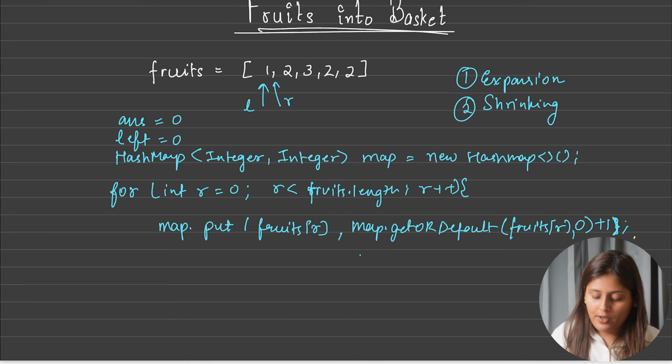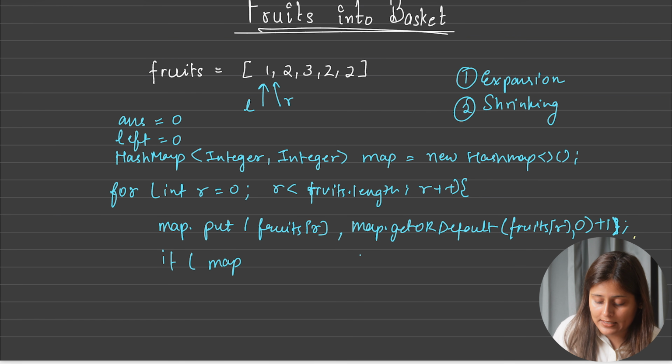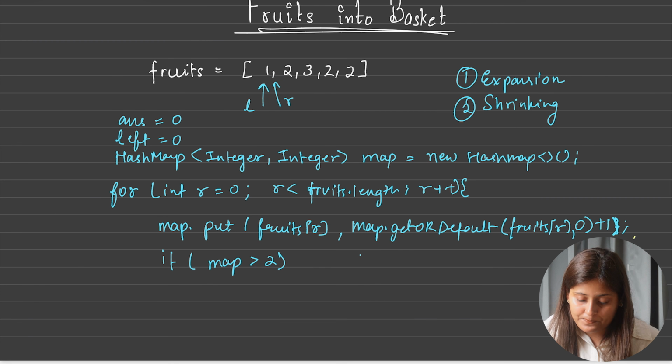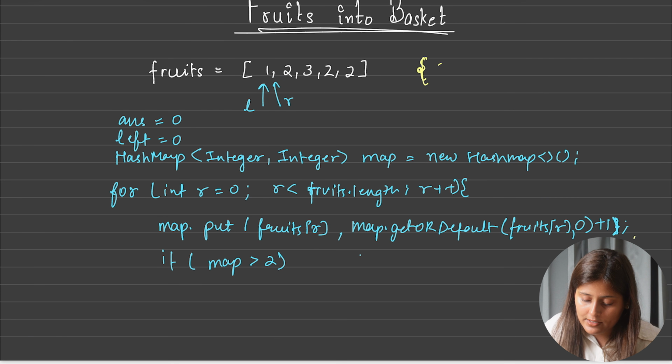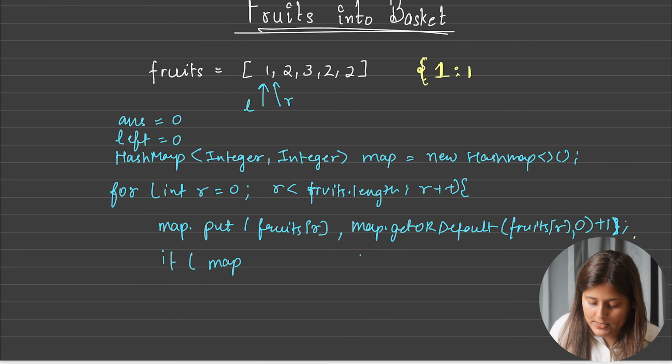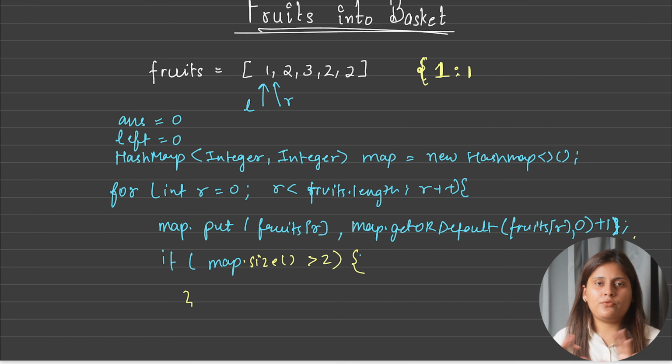After adding, we have to check what if the size becomes greater than 2. So we will check if the map dot size is greater than 2, then what is the case we have to start? As of now, when our pointer was pointing here, what is the fruit size? Only one. So let's make the fruit map here. This is our hash map, and here we say that for one type of fruit the frequency is 1. So is the map size greater than 2? No. We won't do anything as of now, not needed.